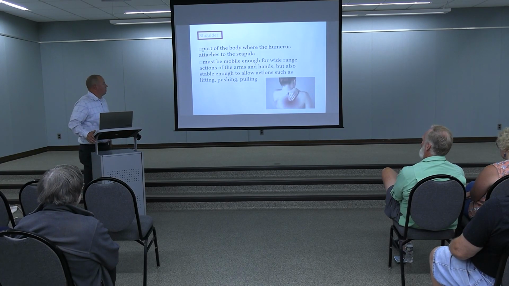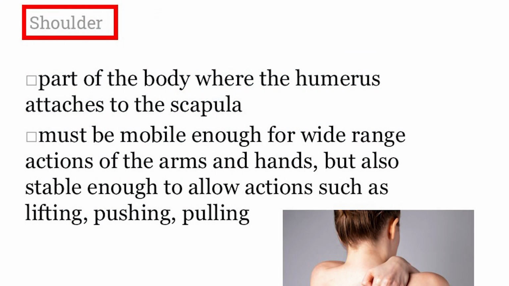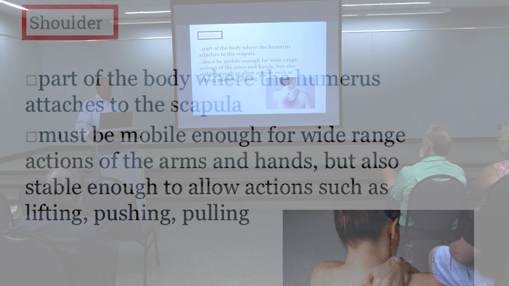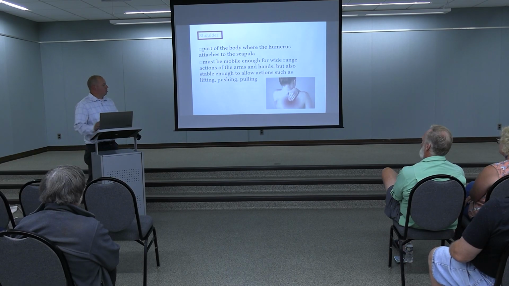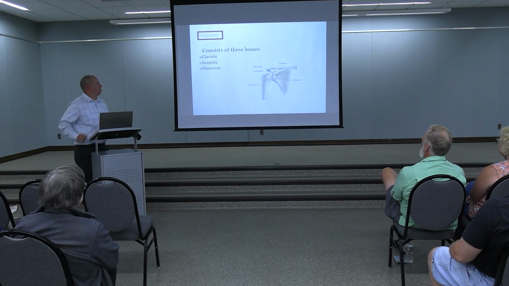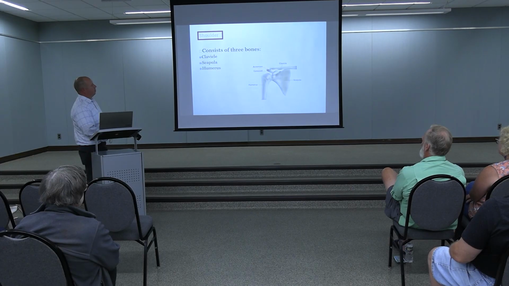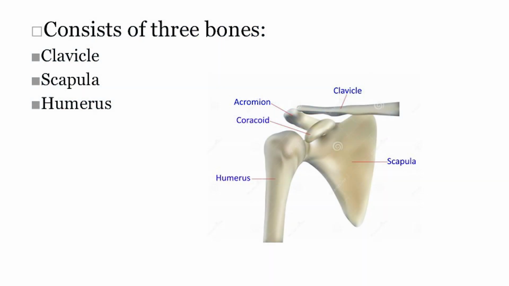So the shoulder is the part of the body where your humerus attaches to your shoulder blade. It's got to be mobile enough to allow range of motion for you to move your upper extremity, but also stable enough to allow you to push, lift, and pull things. It consists of 3 bones: your collarbone here, the shoulder blade that comes up and around here, and then your humerus, the bone of your upper arm.